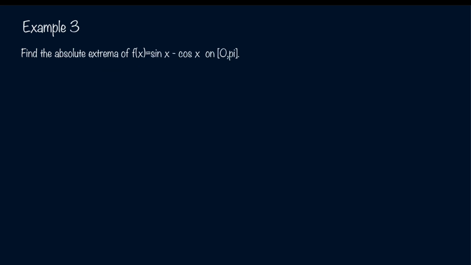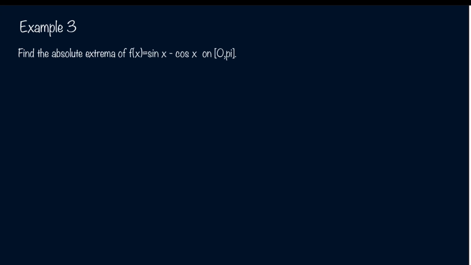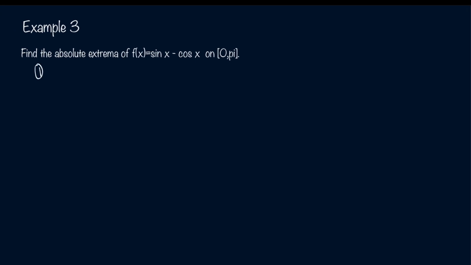So for example 3, find the absolute extrema of f of x equals sine of x minus cosine x on 0 to pi. So remember, what's the first thing we are going to do? We are going to find the derivative of f of x. That is going to be cosine x minus negative sine x. So that's just going to equal cosine x plus sine x.